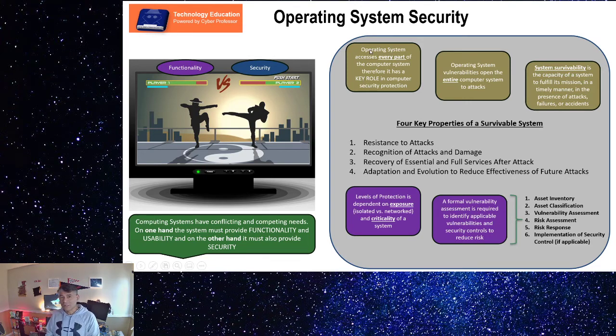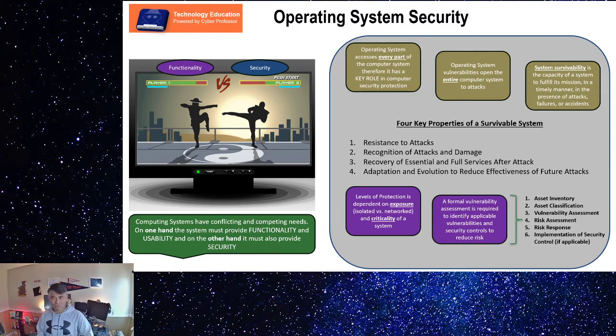Operating systems are unique in that they access every part of the computer system. Therefore, it plays a key role in keeping computer security in place for you, the user, and for organizations as a whole. Operating system vulnerabilities have the capability of opening the entire computer system to cyber attacks. Another reason to take operating system security very seriously.